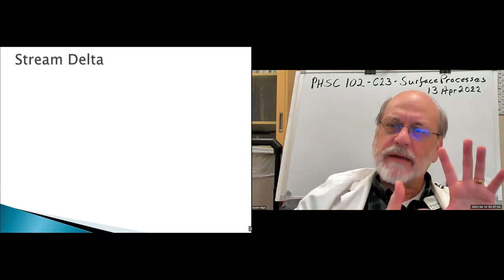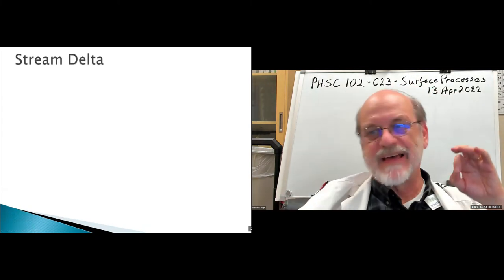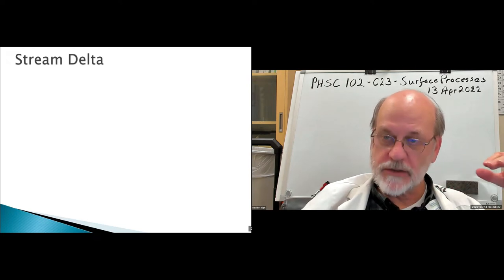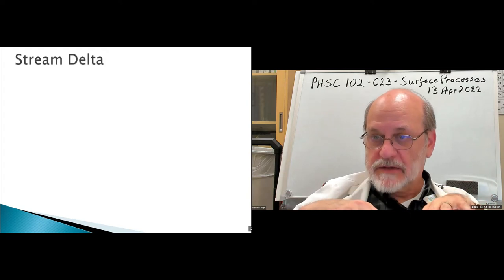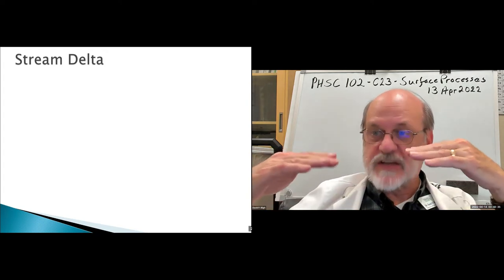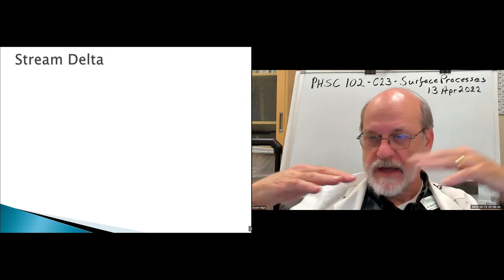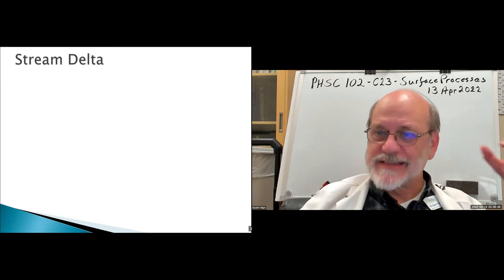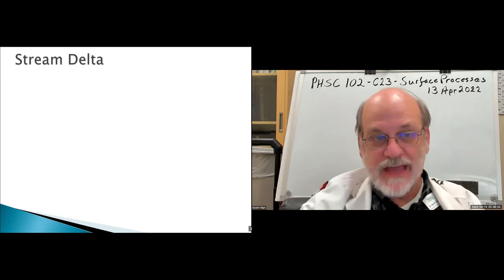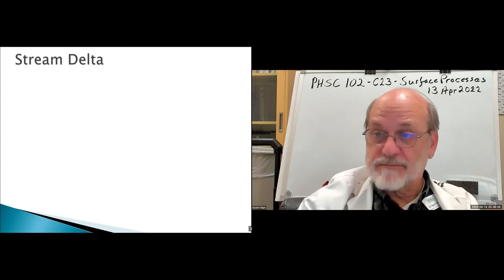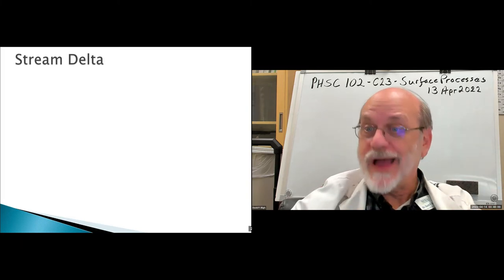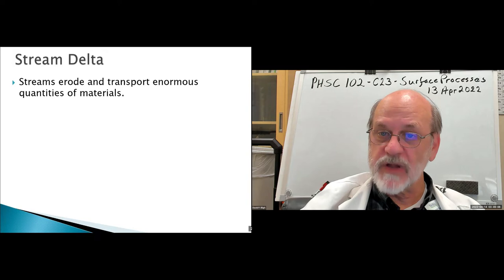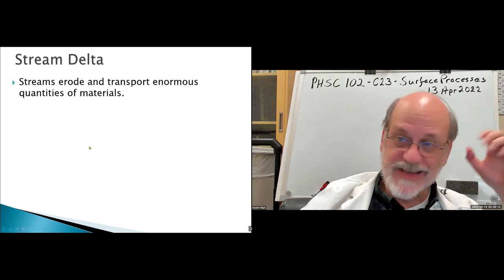Okay, so when the stream reaches its base level at a lake or an ocean, now it's at the same potential energy as the lake or the ocean, and it moves out, slows down, and now it drops its load. And when it does that, at the mouth of its entrance, it drops that load, it starts to build up, right? And the water can't go through it, has to go around it. So you usually form a delta, which is simply deposition of the stream load at the base level.